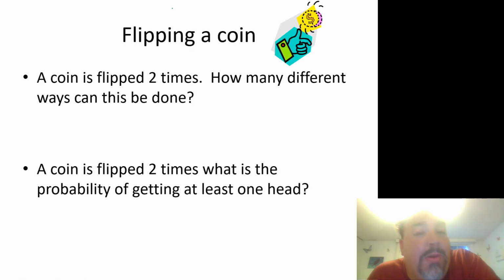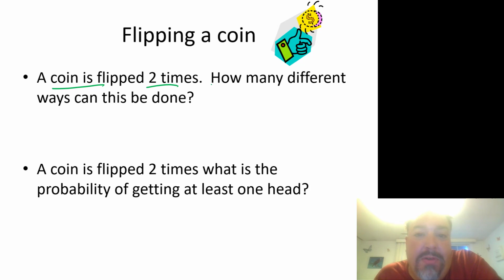The other type of question you're going to have for probability is flipping a coin. So a coin is flipped 2 times. How many different ways can this be done? Well, what can happen on the first flip? You can get either heads or tails. What can happen on the second flip? Again, you have a heads or tails.